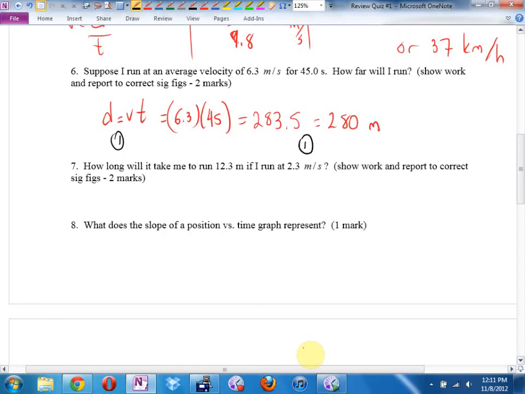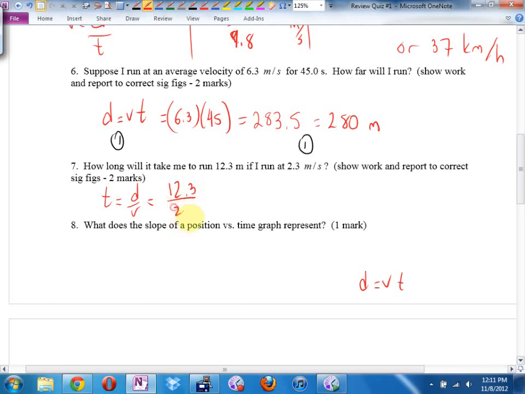Number 7, how long will it take me? They want me to find time. I think I'm going to go like this. By the way, all of these are really coming out of this equation here. But on this quiz, acceleration was 0, so you're really using d equals vt. This is why in Science 10, you just did that triangle.